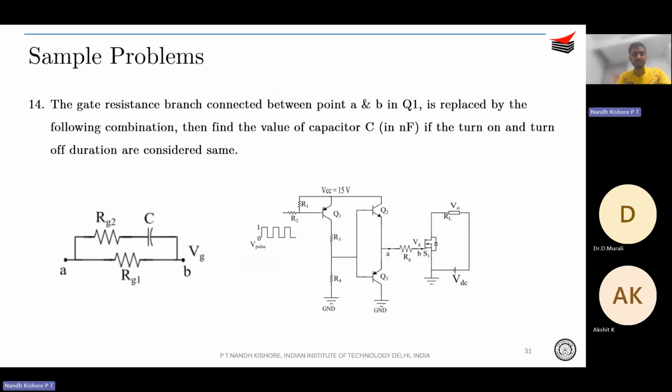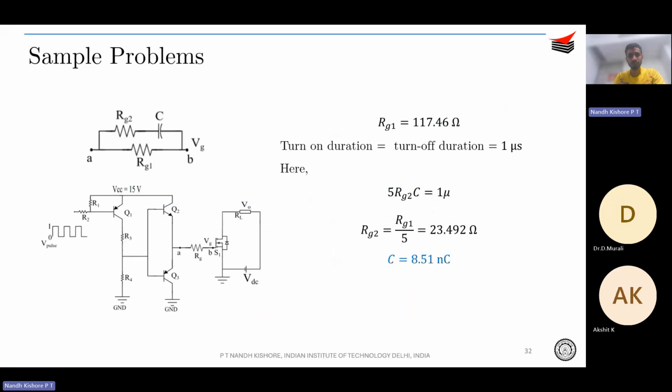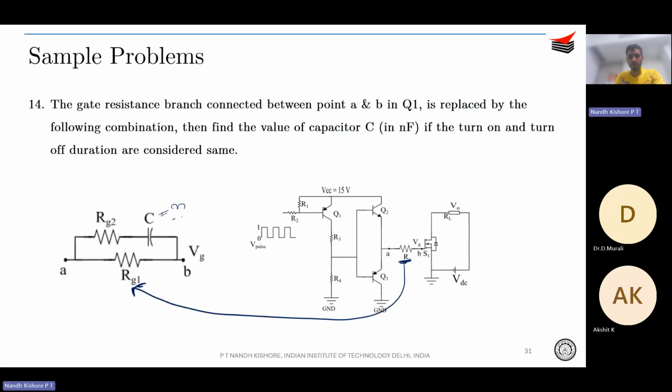The next question is: the gate resistance branch connected between A and B in question 1 is replaced by the following combination. So instead of a simple gate resistor, you have this surge current providing circuit. Then find the value of capacitor if the turn on and turn off durations are considered the same. We have again solved this kind of problem in the previous set itself. So how do you size this capacitor?